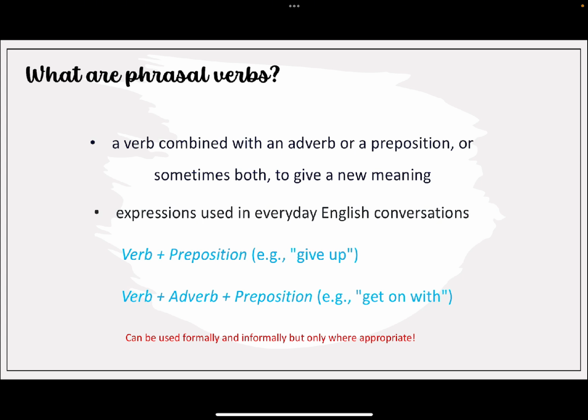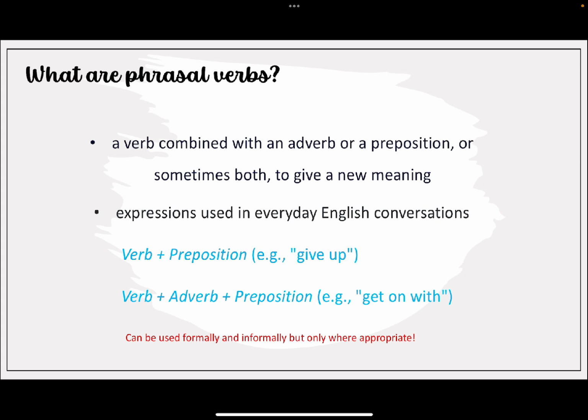An example might be give up. I can't do it, I give up. Give up, give is the verb. The phrase that goes around it is give up. Get on with it. Come on, you can do it, just get on with it. Get on with the task, carry on.